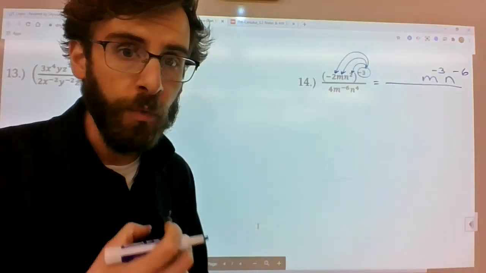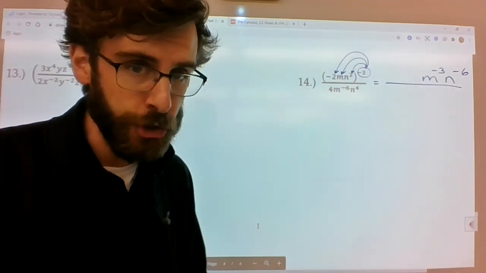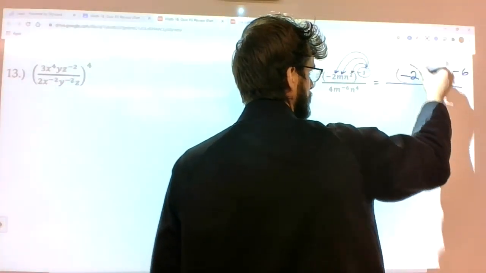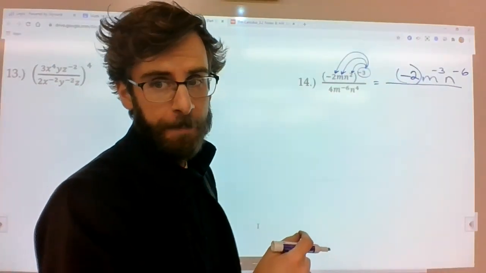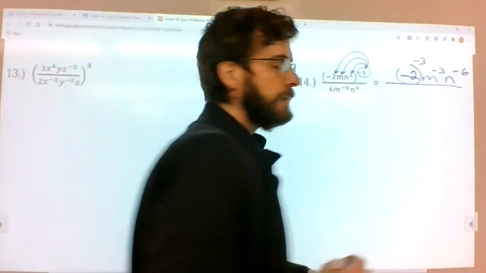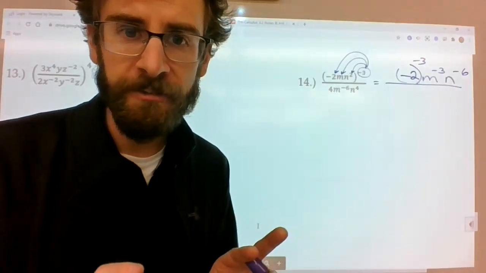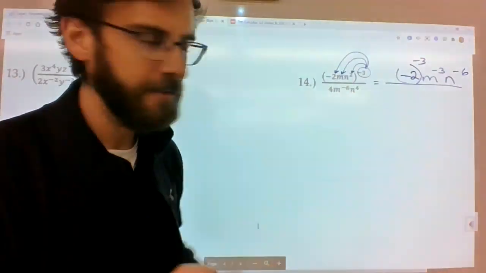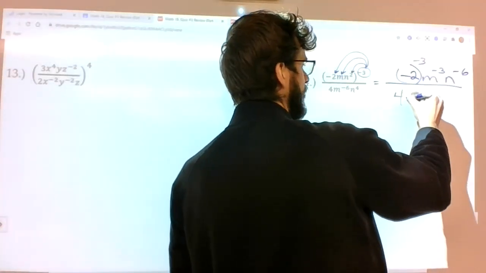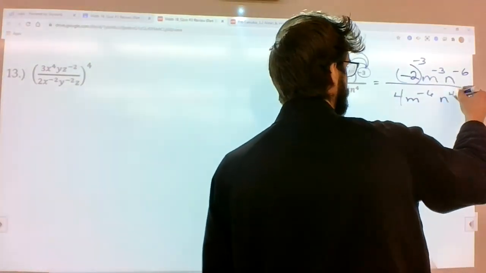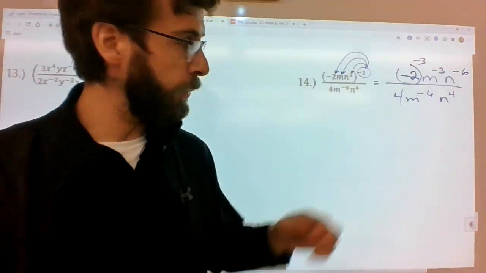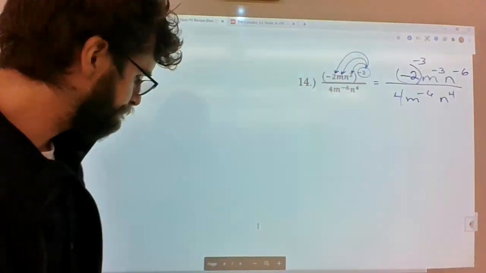Just rewrite it as -2 to the -3 power. Just rewrite it. Don't try to do anything on the first step. Okay? Let it be. On the bottom, it's going to be 4m to the -6, n to the 4. Nothing changed because it wasn't being applied to a power with like a group of parentheses here.